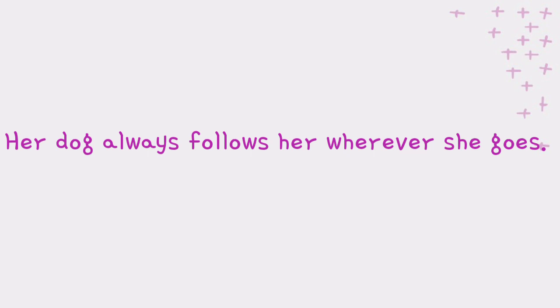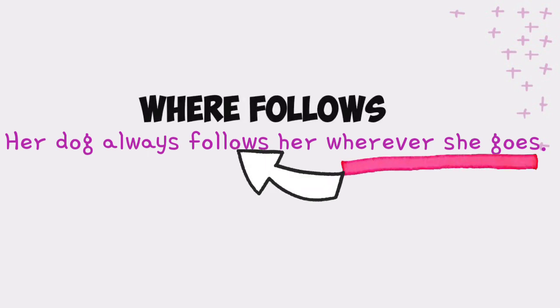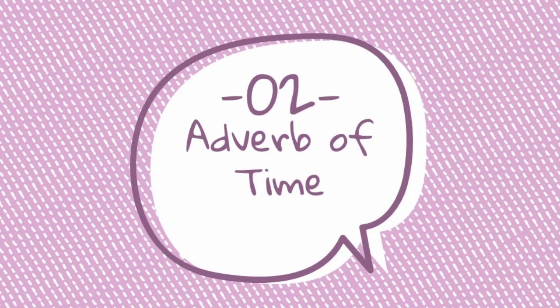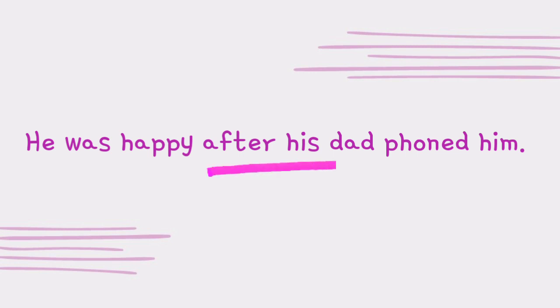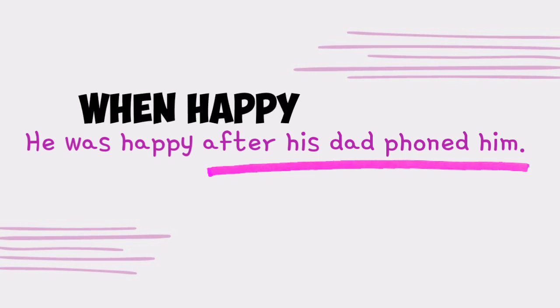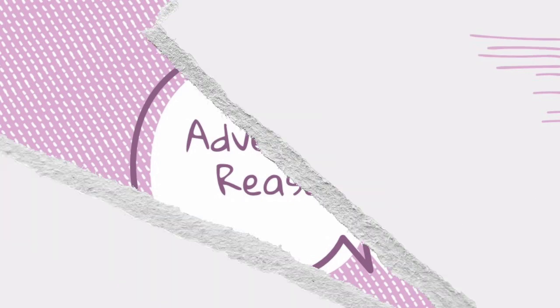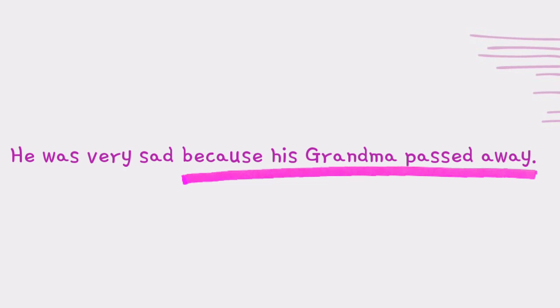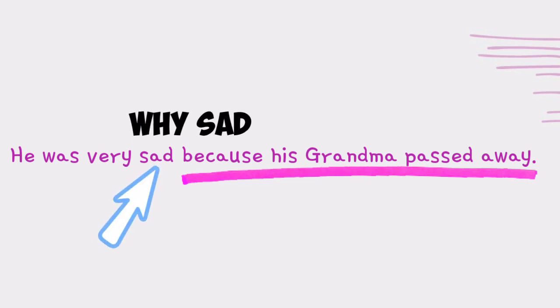These 3 sentences have adverbial clauses. In the first sentence, the clause wherever she goes describes where the dog follows. The words after his dad found him are called an adverbial clause because they describe the word happy. The words because his grandma passed away are an adverbial clause. Why? Because it answers the question why he was very sad.